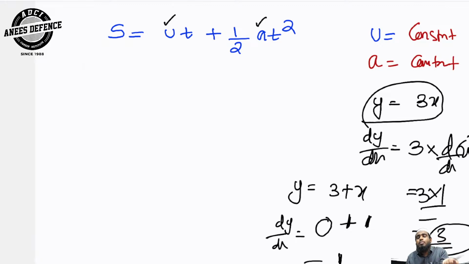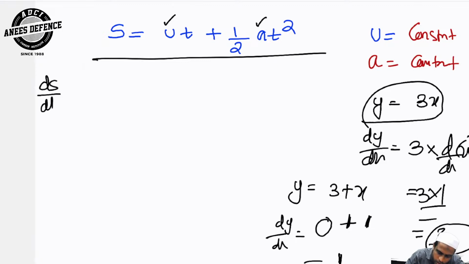When the constant is a companion of a variable, that means the constant is multiplied with that variable, then you have to take that constant along with it. Whatever operation you do on that variable, you should keep that constant along with that variable also. Understood? So here s is equal to ut plus half at square. So you have to calculate ds by dt.